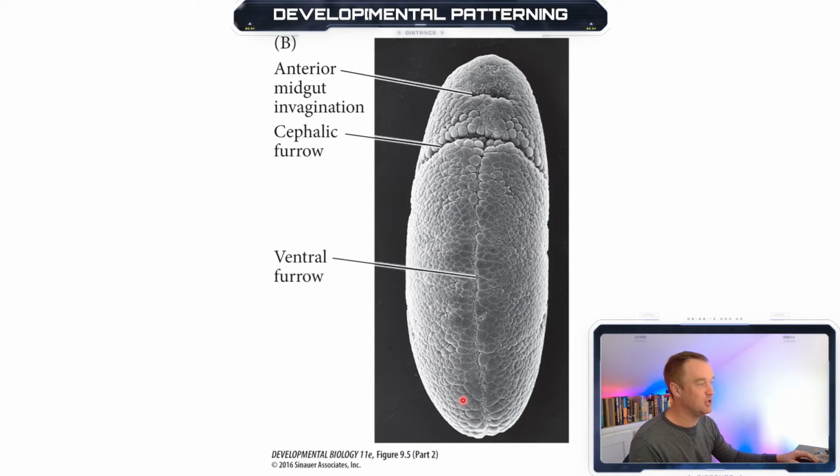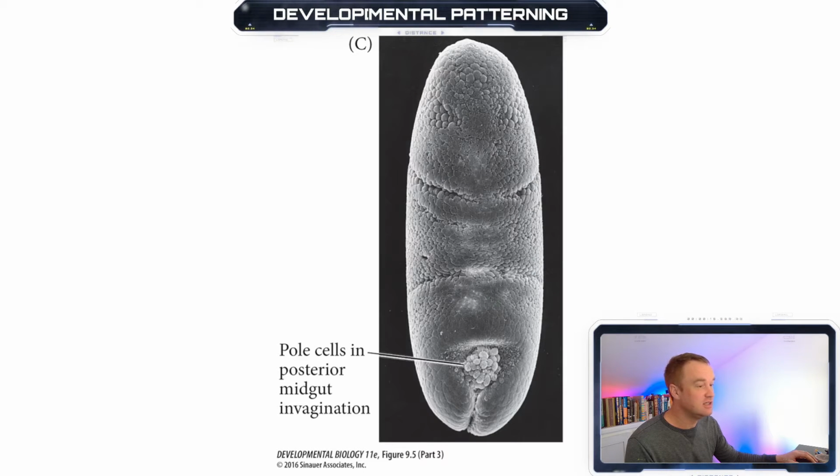At this time, the embryo bends and starts to form the cephalic furrow, so cephalic being like the head, and this is on the anterior side. So then we also get this invagination that occurs, and it creates this pocket at the anterior and posterior of the embryo, and at the ends of the ventral furrow. So it kind of curves around up the backside. So we're looking at the anterior side right now.